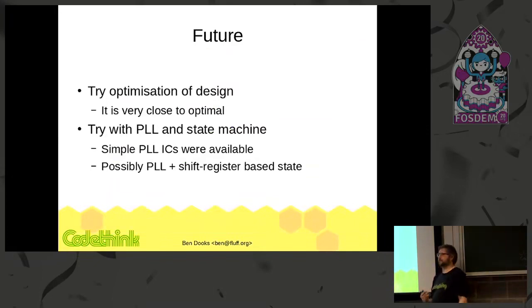So, going forwards, I might try and optimize the design, but with the amount of components there, it's fairly optimal already. Now, I said earlier that PLLs weren't really around. There were some chips that you could use for a PLL, and you could probably build a very simple logic-based state machine. Whether that's worth doing or not is another point of, am I wasting my time on this?